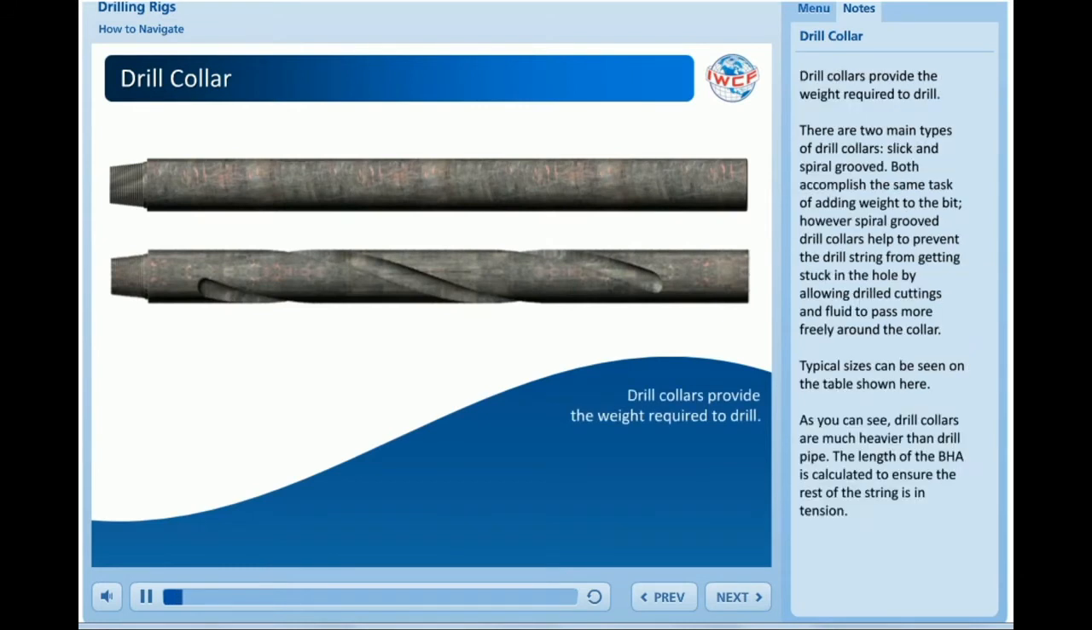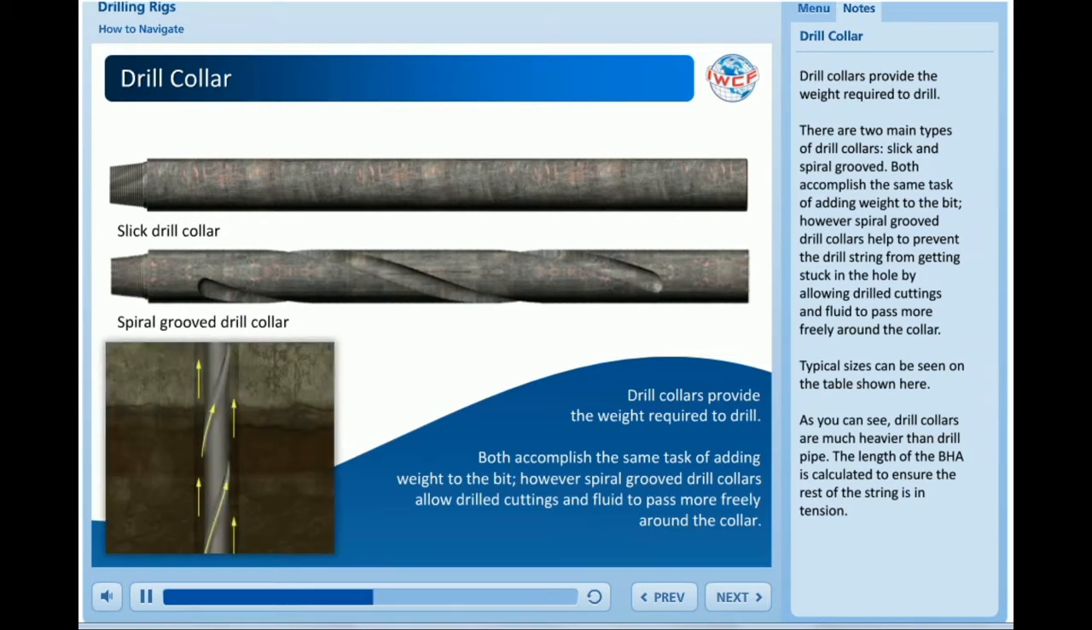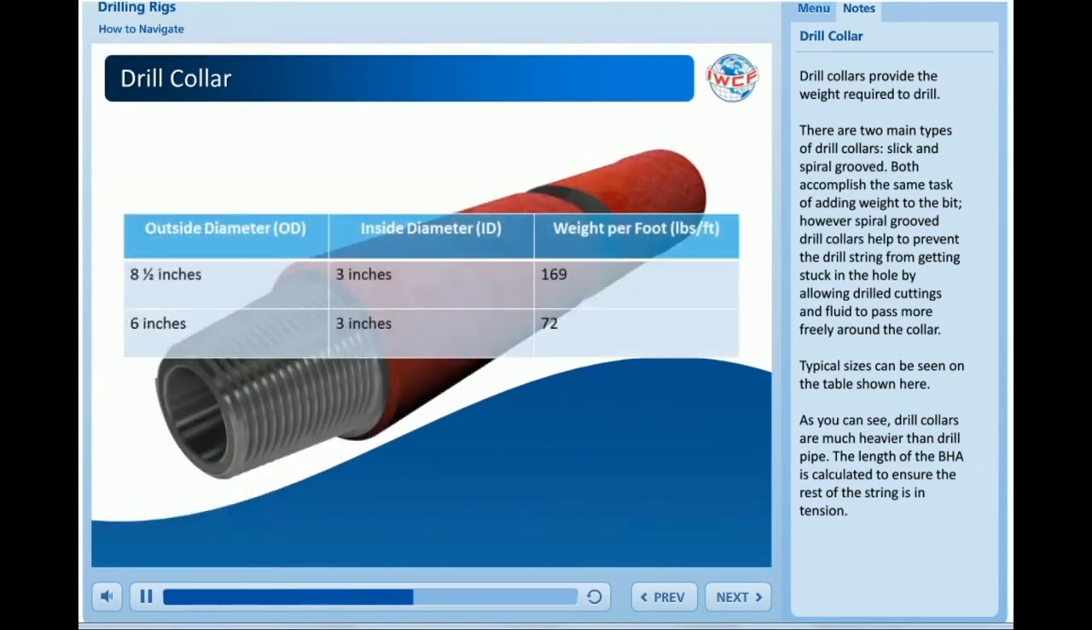Drill collars provide the weight required to drill. There are two main types of drill collars, slick and spiral grooved. Both accomplish the same task of adding weight to the bit. However, spiral grooved drill collars help to prevent the drill string from getting stuck in the hole by allowing drilled cuttings and fluid to pass more freely around the collar. Typical sizes can be seen on the table shown here.